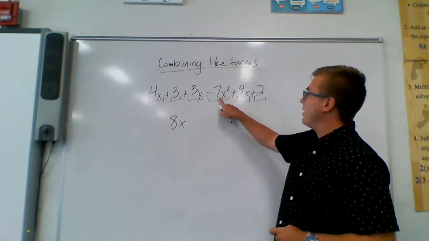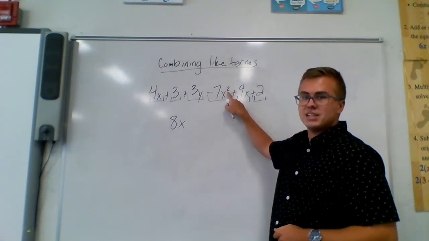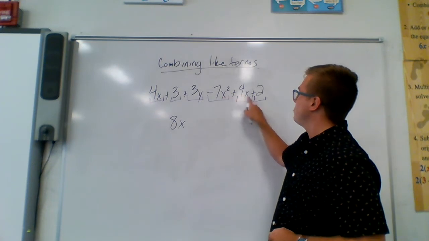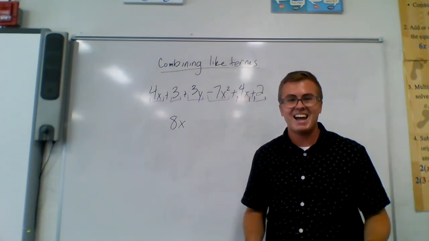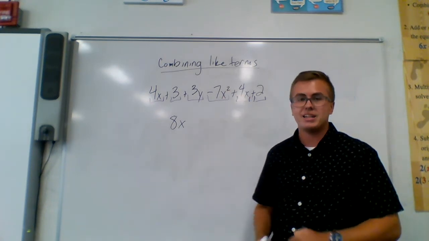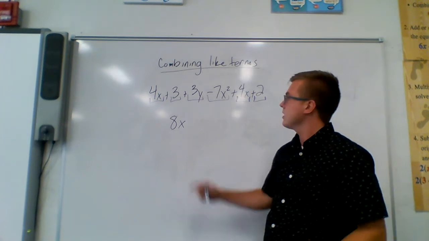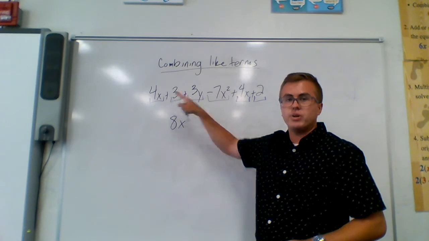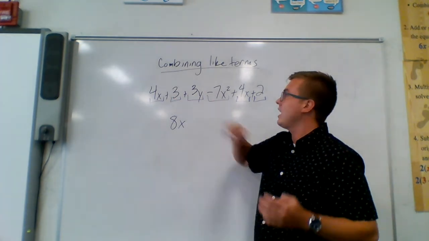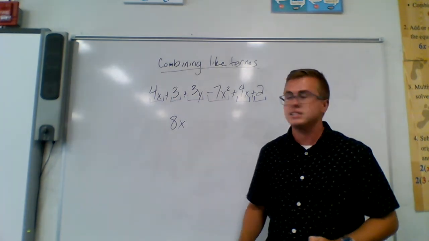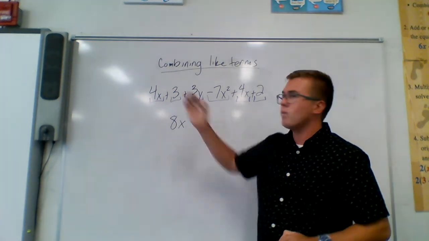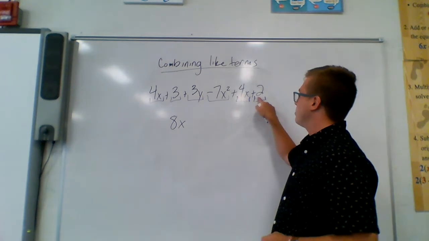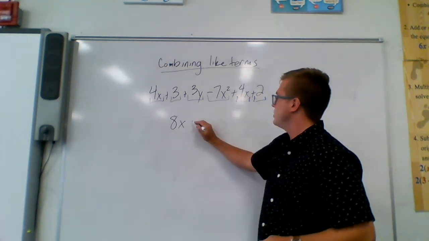Now, I can't throw in that negative 7x squared because it's got a different exponent. Even though it's the same base, even though it's both base x, if it has a different exponent, I can't combine it. So then I'm going to go on to my second one. I've got 3, so I don't have a variable for my base. So I'm looking for, are there any ones that are just constants that don't have a variable? There's that plus 2 at the end, so 3 plus 2 gives me 5.